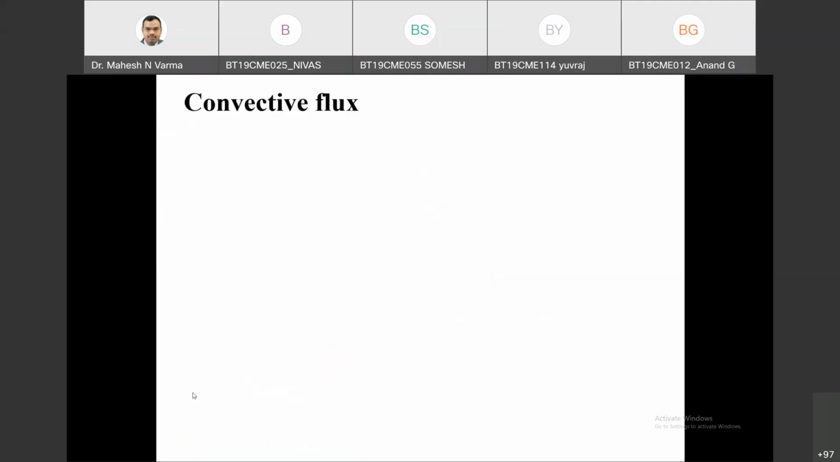We'll move on to convective flux. So what is the definition of convective flux? Yeah, anybody in the class? Yes, sir. It arises from bulk flow or fluid motions. Very good. Bulk flow. So when there is a bulk flow or fluid motion, have you heard of convective flux before?